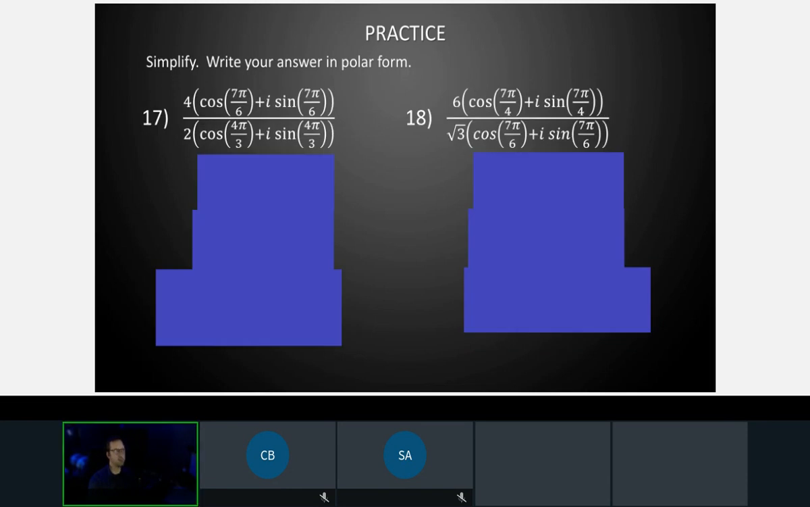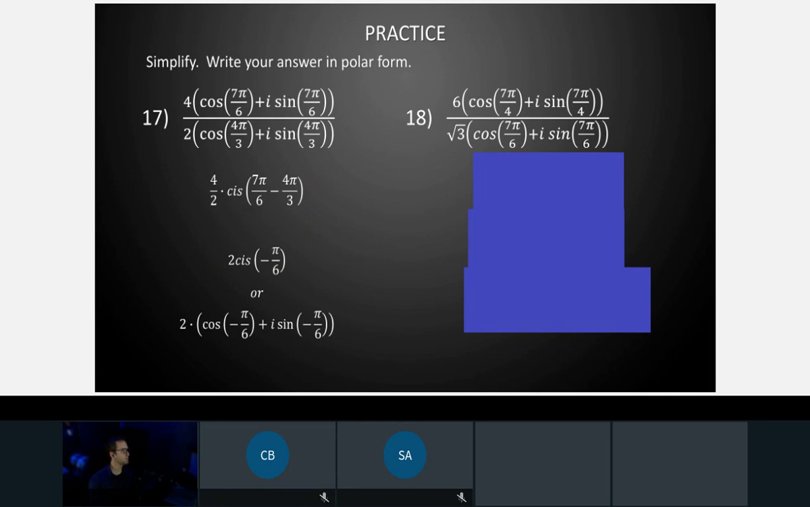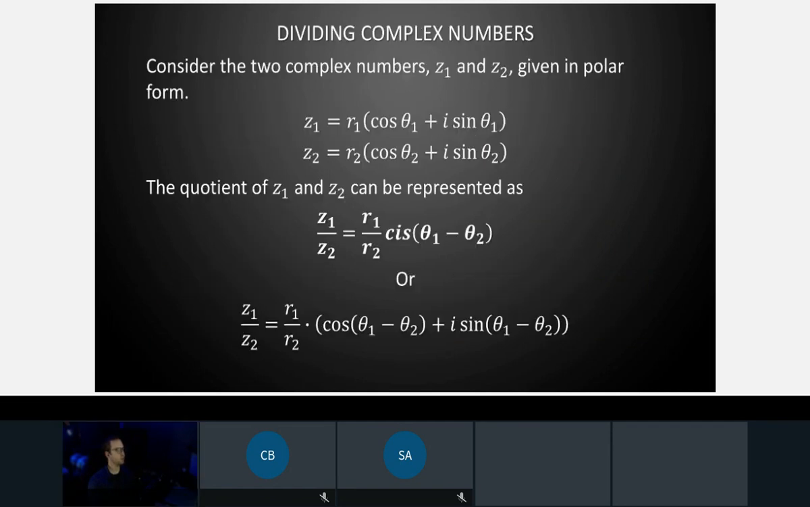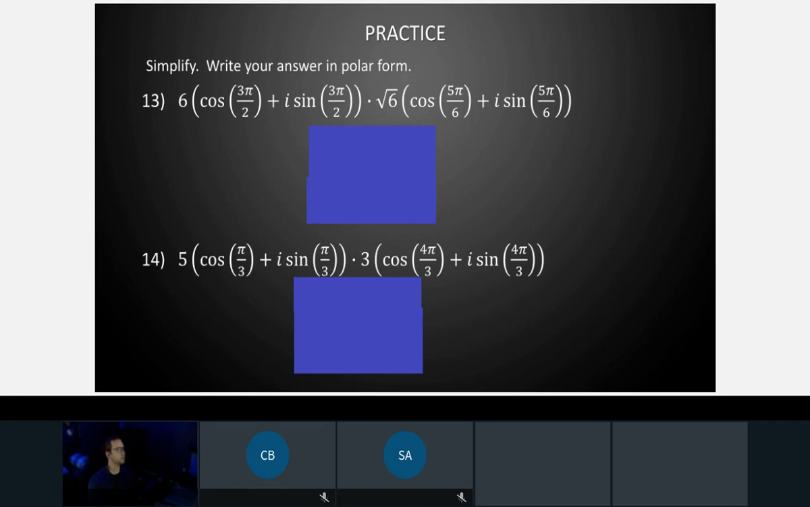Number 17 and 18, go ahead and pause the video if you're watching it to work these out, and I'm going to show the answers in about 5 seconds. Then I'll go back to the previous 2 that we skipped. All right, these problems we skipped.